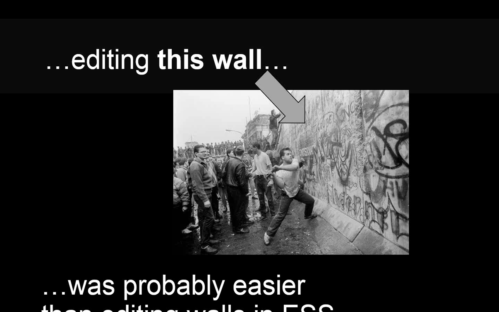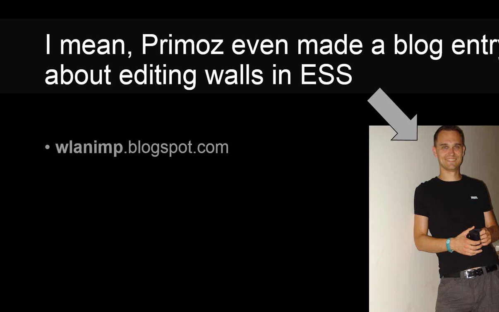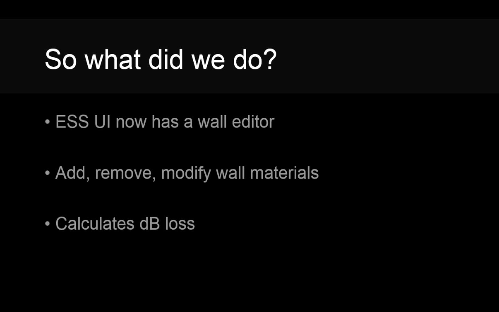So, in all honesty, speaking of this editing of wall materials, editing this wall was actually easier than editing walls in ESS previously. So this was pre 8.0 time. So it was easier to tear down the Berlin Wall than to change wall materials in ESS. I mean, it was so difficult that guys like Primos, and these are hardcore Wi-Fi engineers, made a blog about how to edit Ekahau wall materials. It was that hard. You had to go to configuration files and edit them and stuff like that.